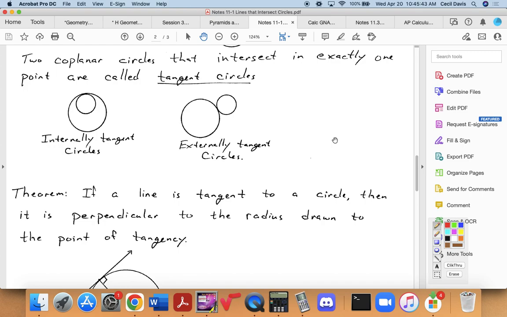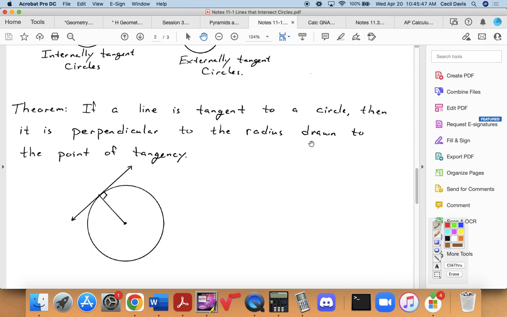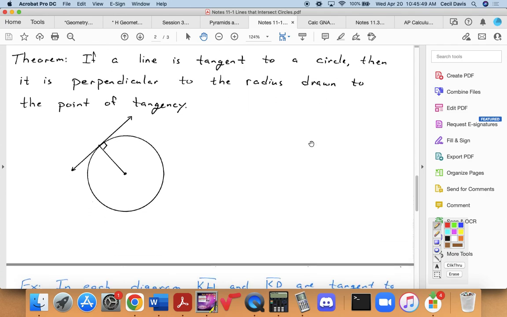All right, so again, all of that is just knowing the terminology. We're going to have a couple of theorems today. This is the one that we use more often than anything else, is that if a line is tangent to a circle, then it's perpendicular to the radius drawn to the point of tangency. It's a lot of words for an idea that's pretty simple. If you've got a line that's tangent and you draw on the radius to that point of tangency, it's always going to be a right angle.